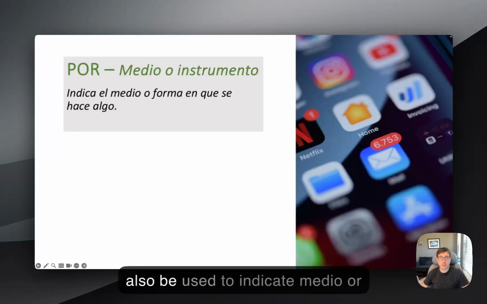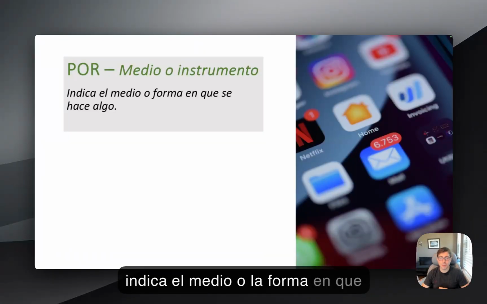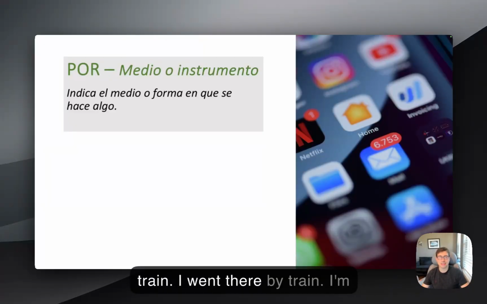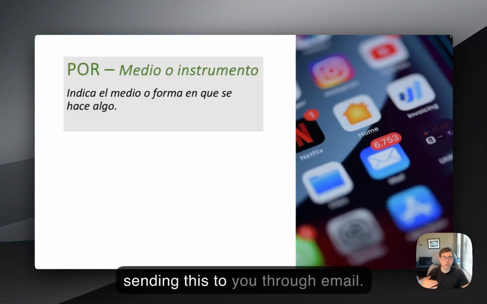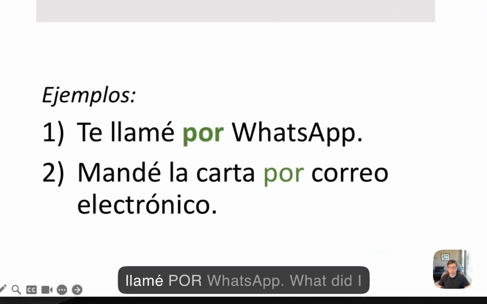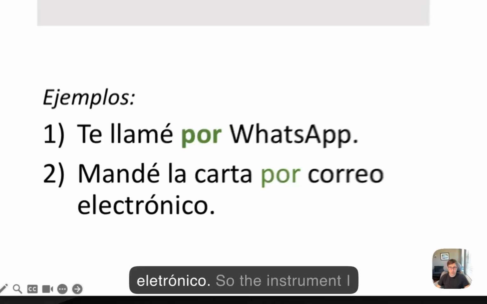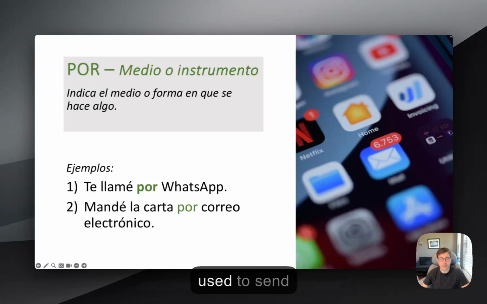Por can also be used to indicate medio o instrumento. So the means or the channel. Indica el medio o la forma en que se hace algo. Think about by train. I went there by train. I'm sending this to you through email. I'm recording this por Zoom. Te llamé por WhatsApp. What did I use to call you? WhatsApp. Mandé la carta por correo electrónico. So, the instrument I used to send this letter.